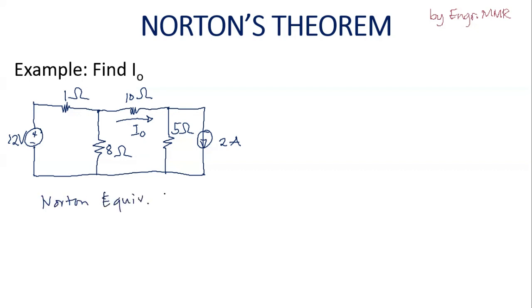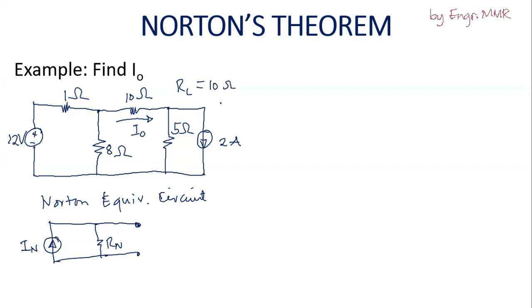is just a parallel combination of the new source IN and the RN, the new internal resistance of the circuit. We solve IN and RN excluding the RL. So the RL is just equal to the 10 ohm resistor. Why? Because the unknown is the current IO flowing through the 10 ohms.